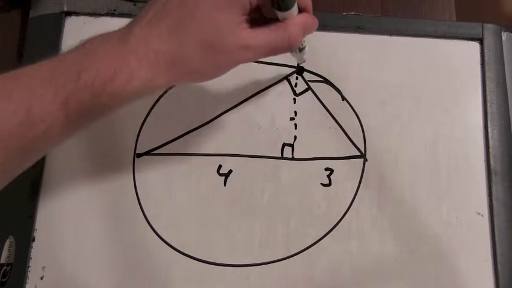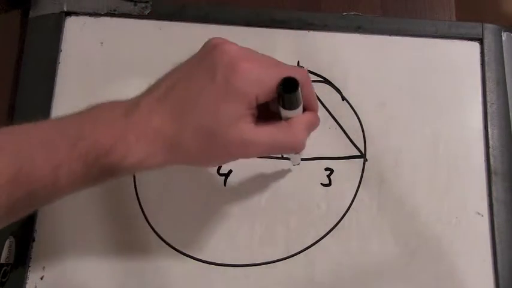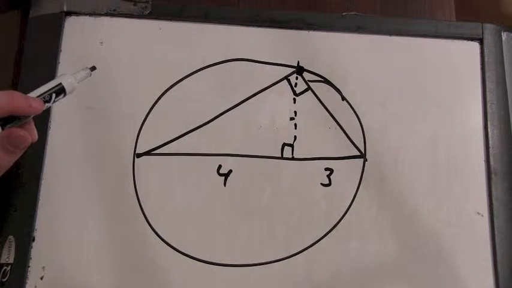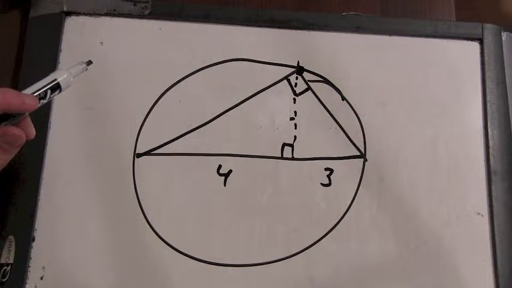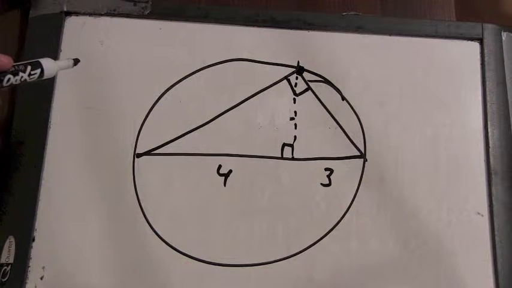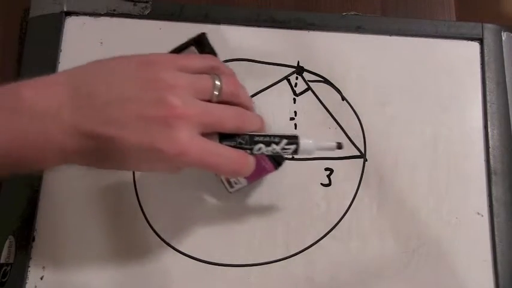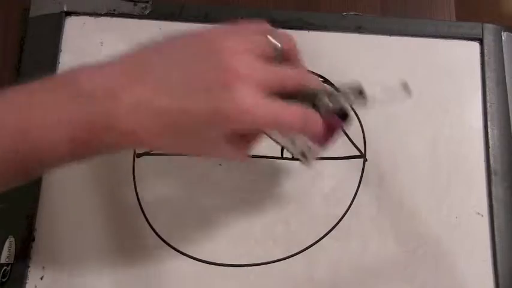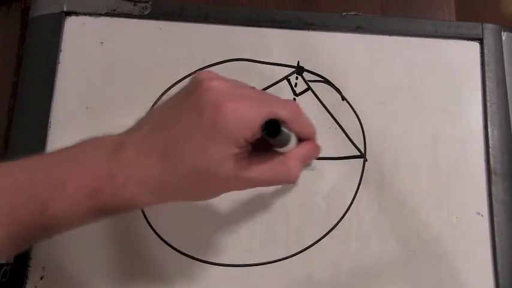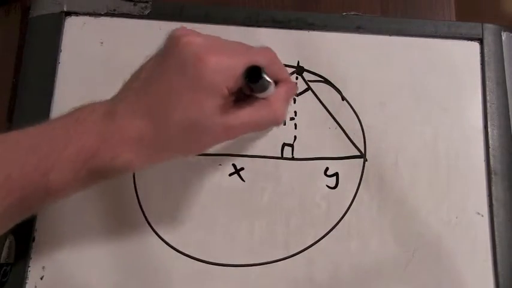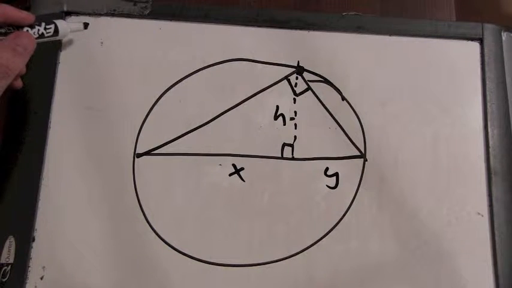Do you remember what a perpendicular from one vertex to the opposite side is called? Is it a median? A median goes to the middle. Oh. Is it? I can't remember. It's called an altitude. Oh, yeah. Okay. So if I call this x and y, and I call this h, we have these similar triangles.